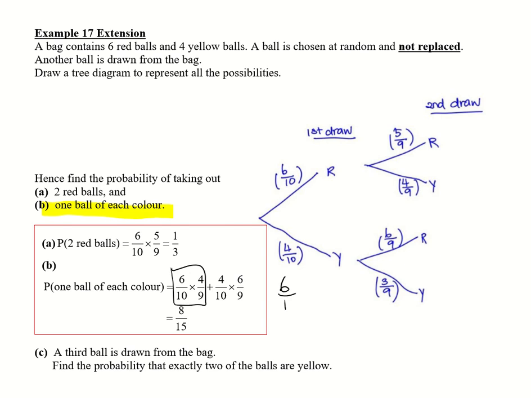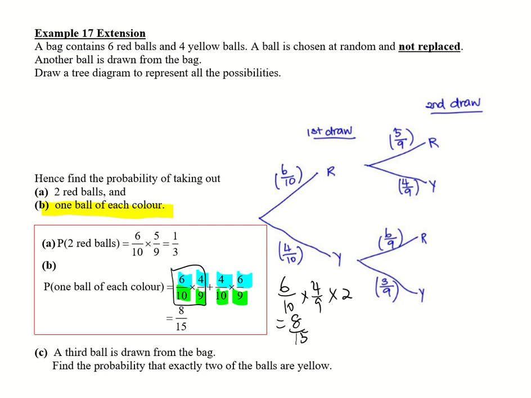fraction 6 over 10 times 4 over 9, and if you observe, the numerator 6 times 4 is also equal to 4 times 6, and the denominator, 10 times 9, is equal to 10 times 9 over here. Instead of doing 2 of it, I do 1 and multiply by 2, and I'll get the same answer.